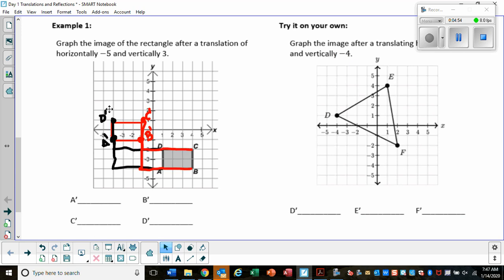Now, the reason we labeled this is because we are going to need to write down the ordered pairs. So now A, after we did the transformation, A prime, that's what the apostrophe means, I'm going to write down the new location of it. So it is at -4, -1.